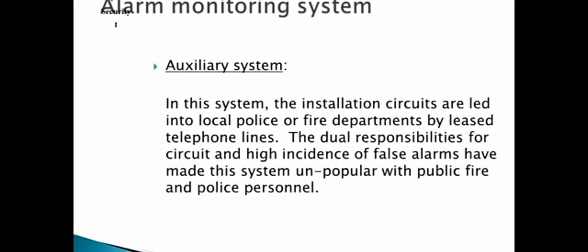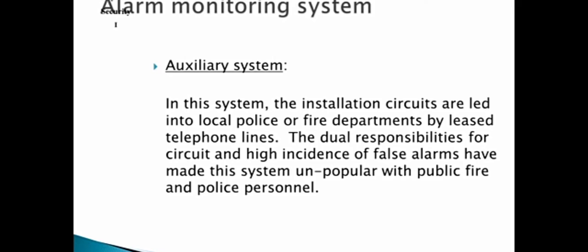Auxiliary system. In this system, the installation circuits are led to a local police or fire department by leased telephone lines. This is how old this material is. The dual responsibilities for the circuit, meaning both your facility and either the police or fire department have responsibility for maintaining this circuit, and now ADT and all these other security companies out there. That's what an auxiliary system is.